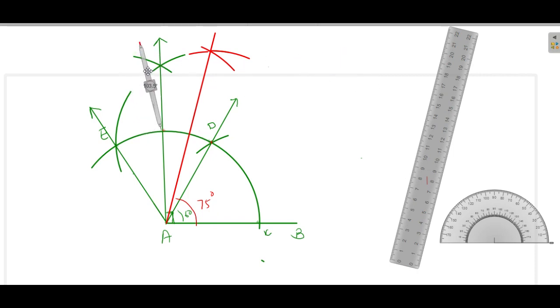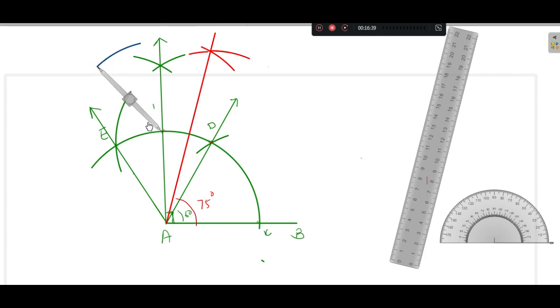Now let us keep the metal pointer at this point and draw an arc. We haven't changed the radius all throughout the construction. The radius has been the same. Now we will move this metal pointer and we will keep it at this point on the 120 degree ray. Now we will draw another arc intersecting the previous arc. We got a new point of intersection here.